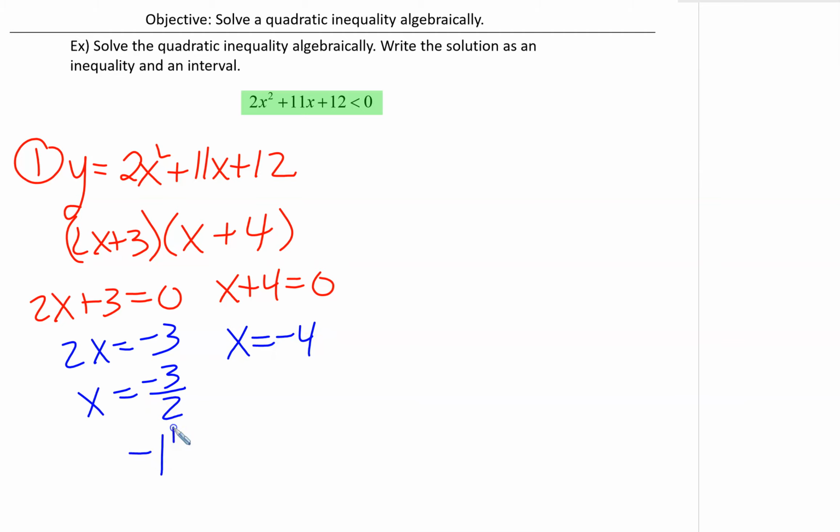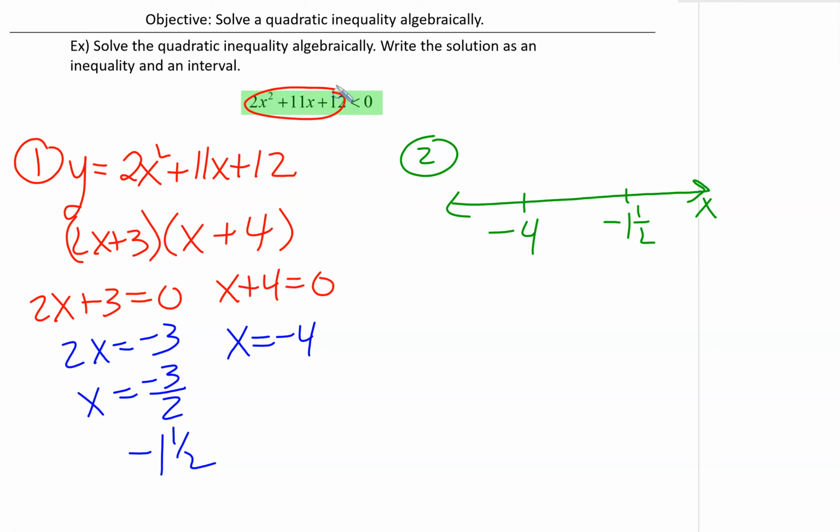Now -3/2 is -1.5. And that's important because in our next step we're going to make that number line that represents the related x-axis. And we want to make sure we understand -4 is the smaller value, and so it has to be to the left. Then I'm going to look at the related function, which would be y equals 2x squared plus 11x plus 12. And its a value is 2, which means that it opens up.